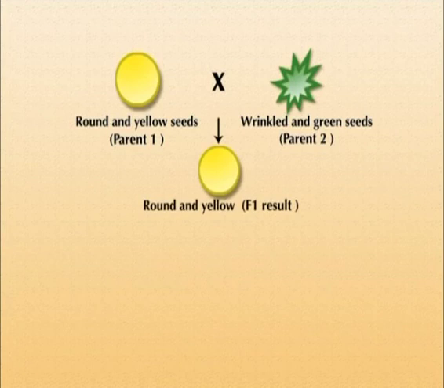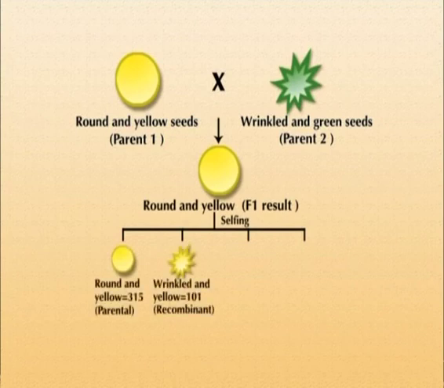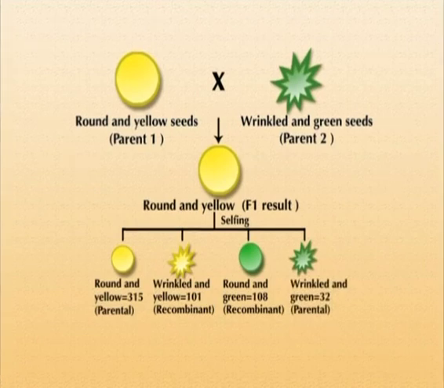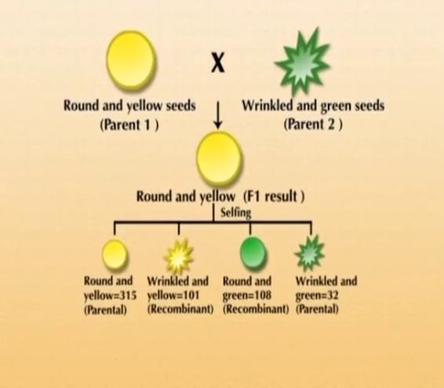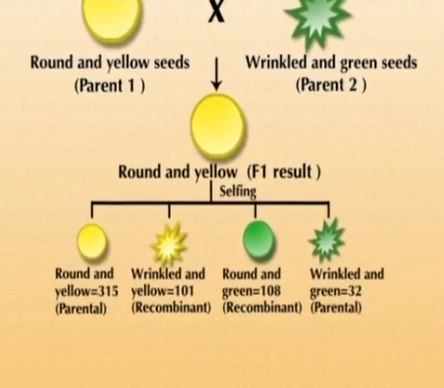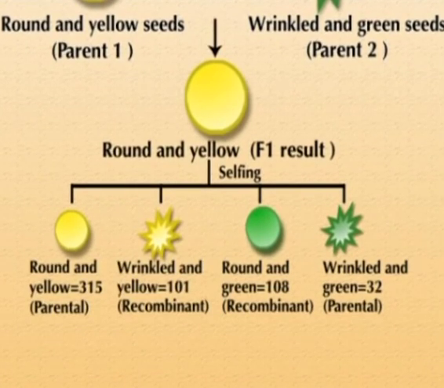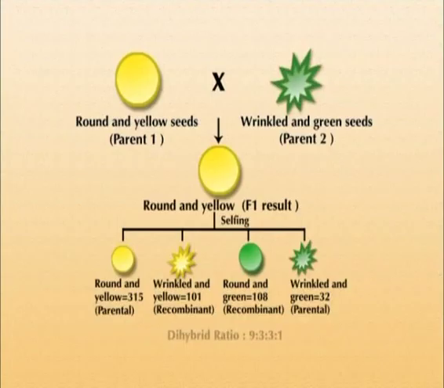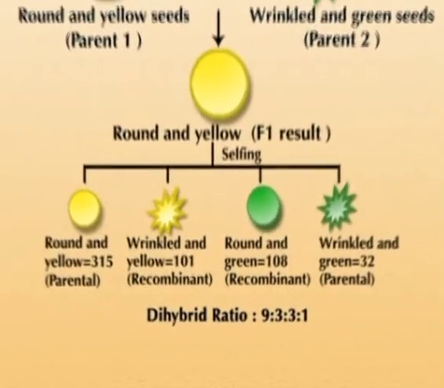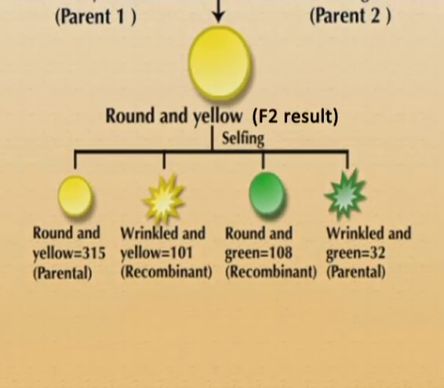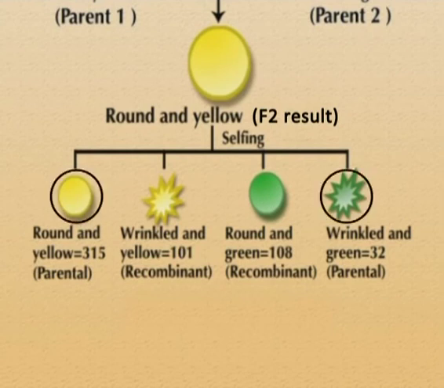When F1 plants were selfed, they produced a total of 556 F2 seeds, which were of 4 types: round and yellow 315 seeds, wrinkled and yellow 101 seeds, round and green 108 seeds, wrinkled and green 32 seeds. These 4 types of results were obtained by Mendel in the ratio of 9:3:3:1 respectively.